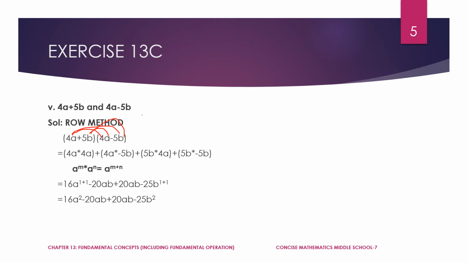Always when the variables are same, see 20ab, 20ab, it's same, and one is having minus and one is having positive. So you can just remove it. So the answer is 16a square minus 25b square.